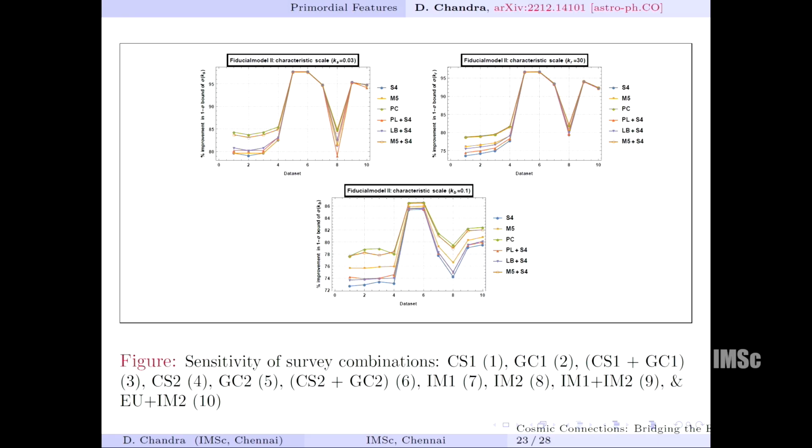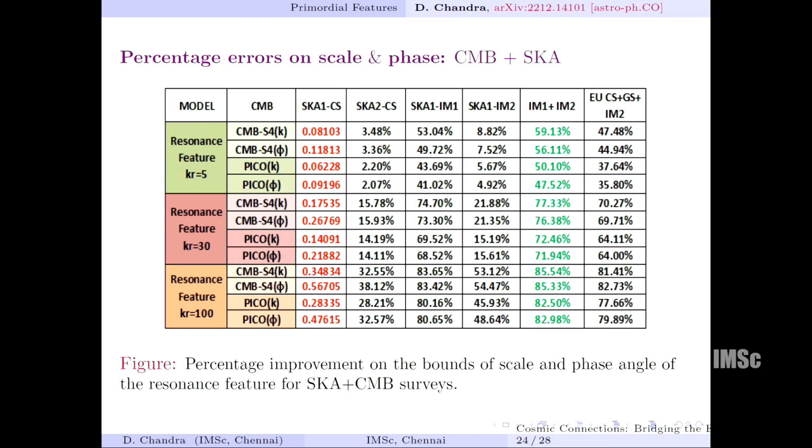I have shown only one fiducial case for each feature model, to show how the bounds on the characteristic scales are improving. Here also we have found that the best bounds come from the combination of SKA2 GC and SKA2 CS experiments, and competing bounds come from the combination of intensity mapping experiments, and also the combination of Euclid and intensity mapping experiments.